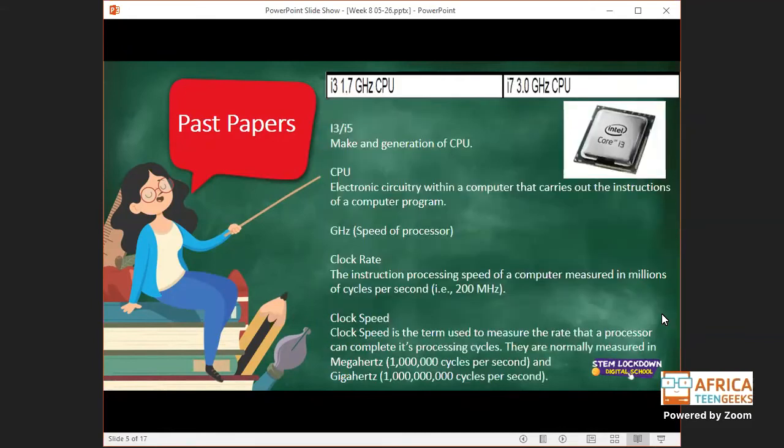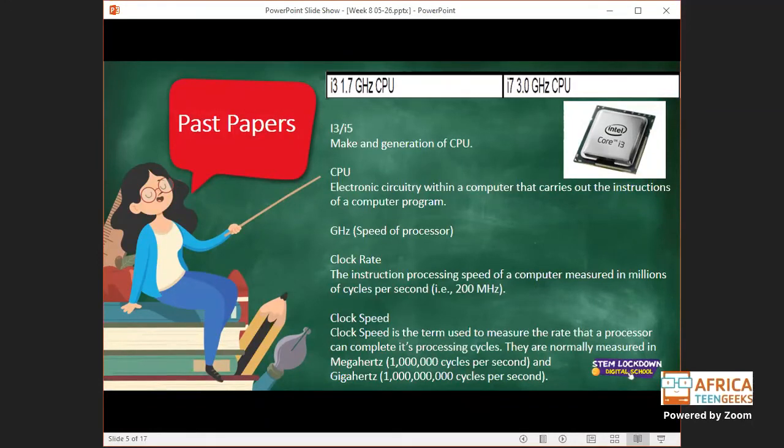Okay, so the first one, we've got the i3 and the i5. So that's the make or the generation of the CPU. So i is Intel, and the 3 or the 5 or the 7 is the generation. So the 3 is the old one, and the higher it gets, it's the newer one. Okay, so we've got AMD and so on as well, but normally the department uses Intel.